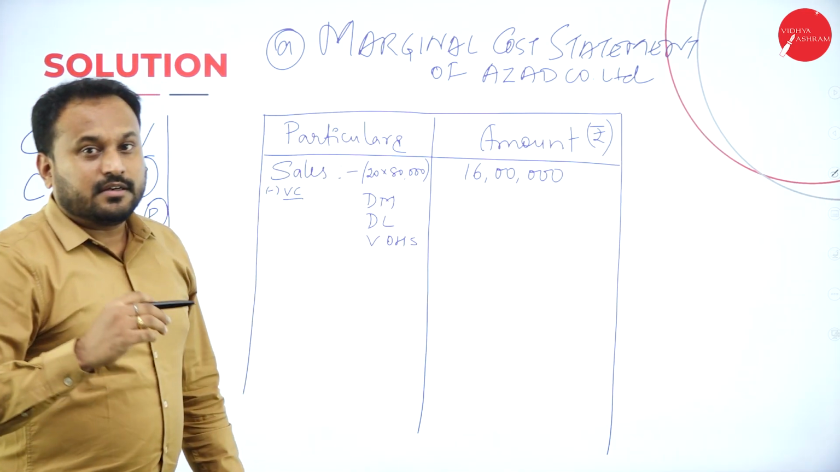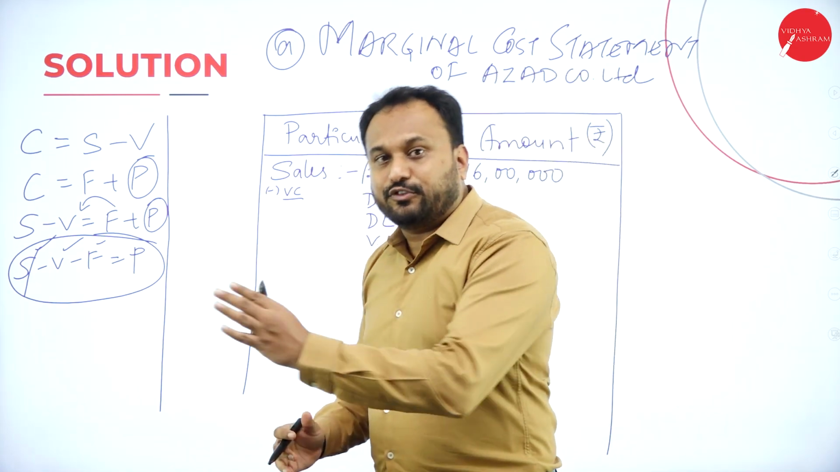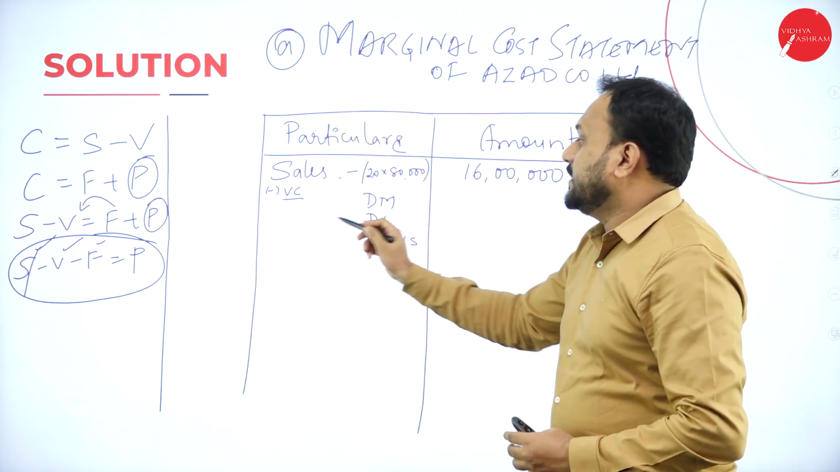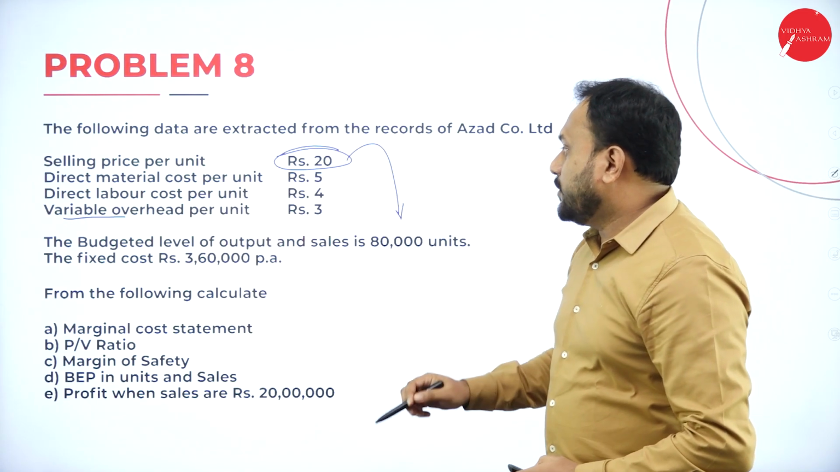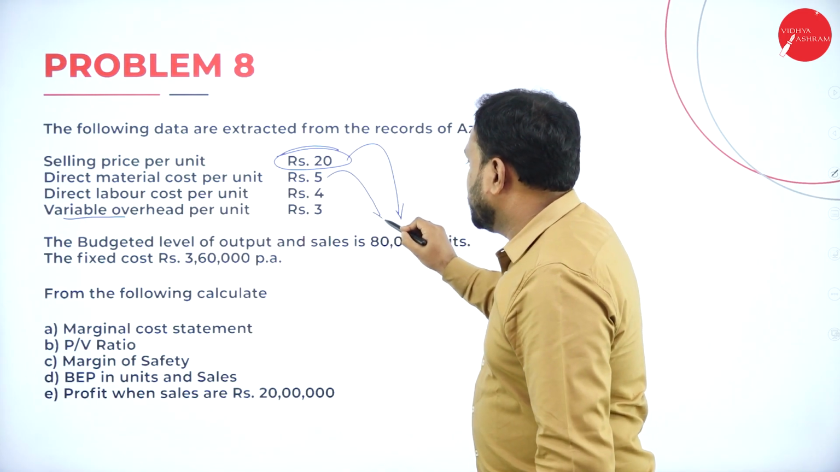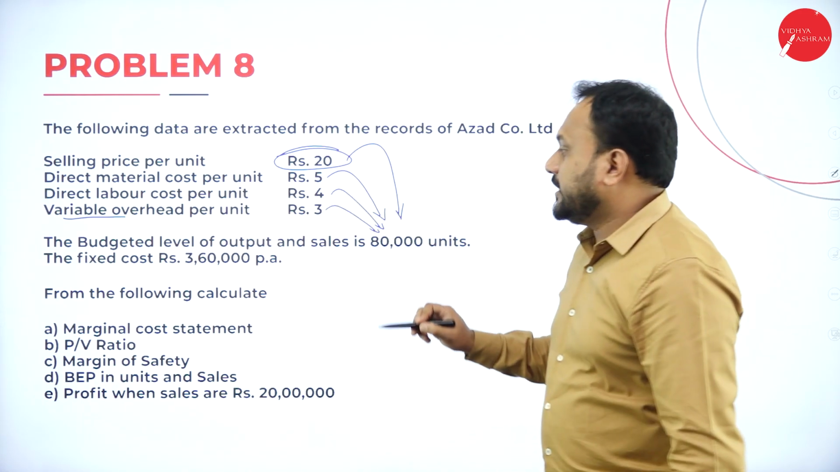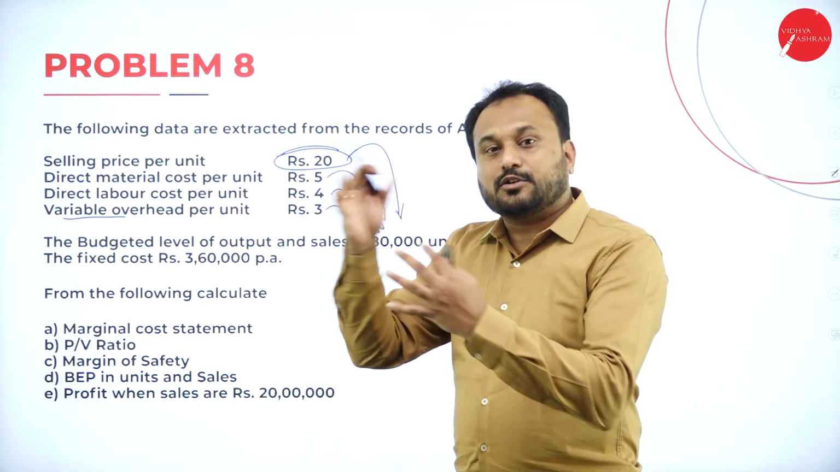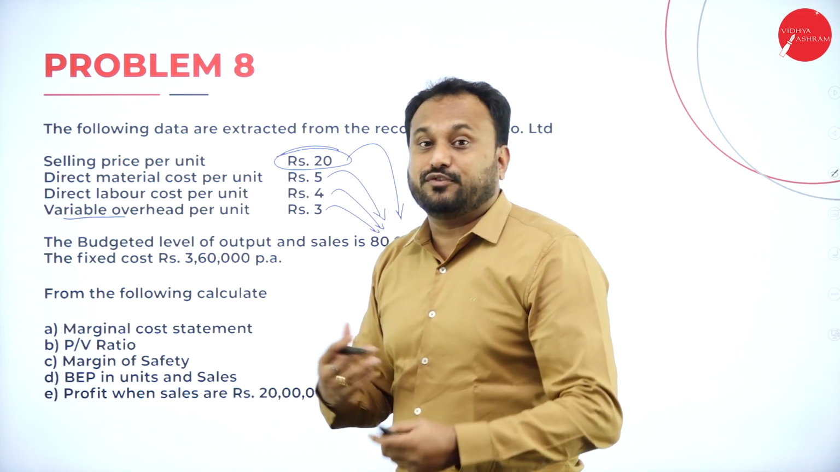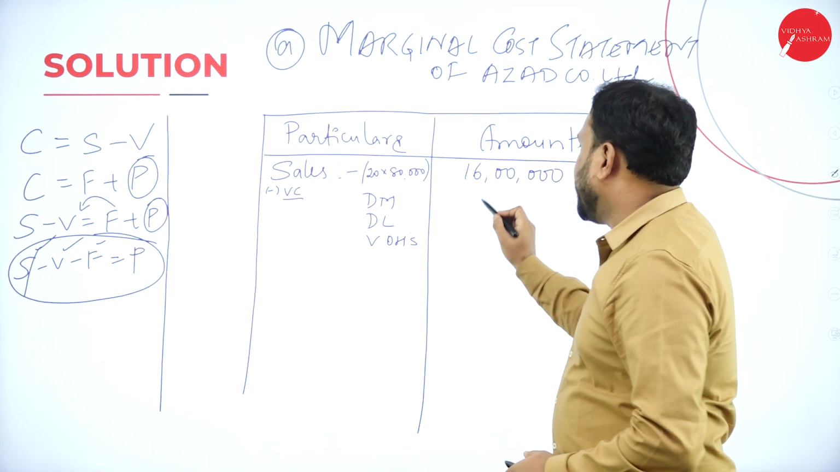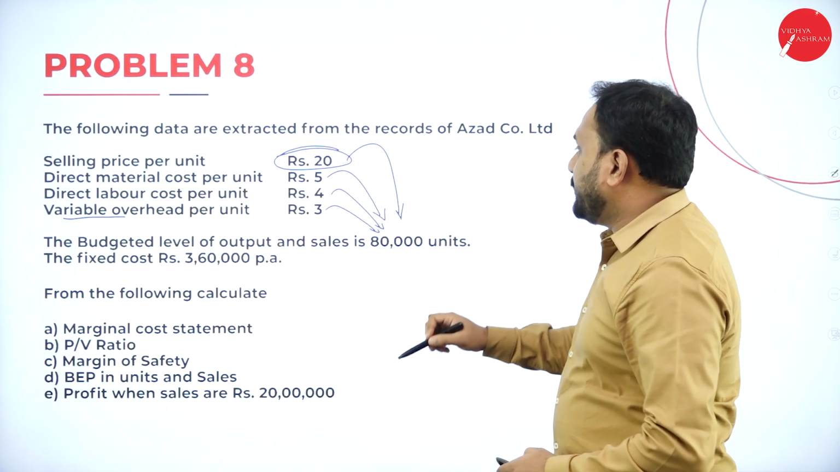Now in the answer sheet, what is that you should do in the main examination is write full direct material, direct labor, variable overheads. Okay. Now we'll go back. Now 5 into 80,000, 4 into 80,000, 3 into 80,000. That is what you will get the total amount. So here 5 8s is how much? 40. So it is 4 lakhs. So we'll write here 4 lakh. Done.